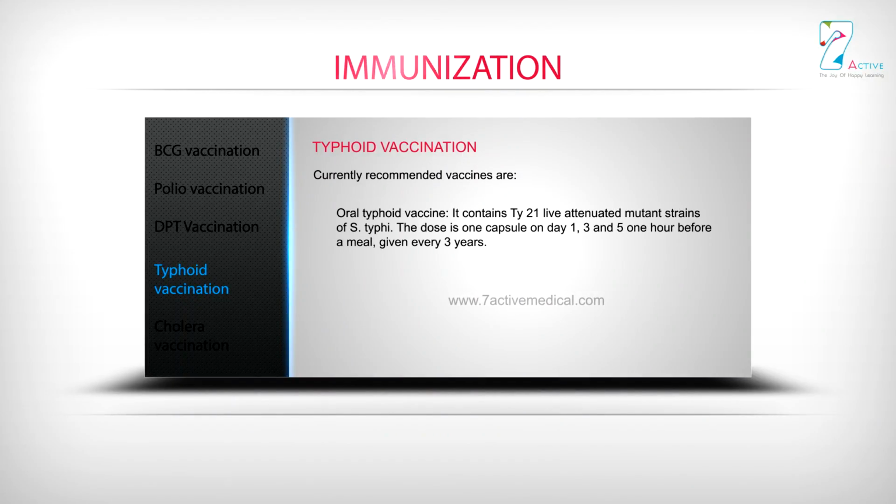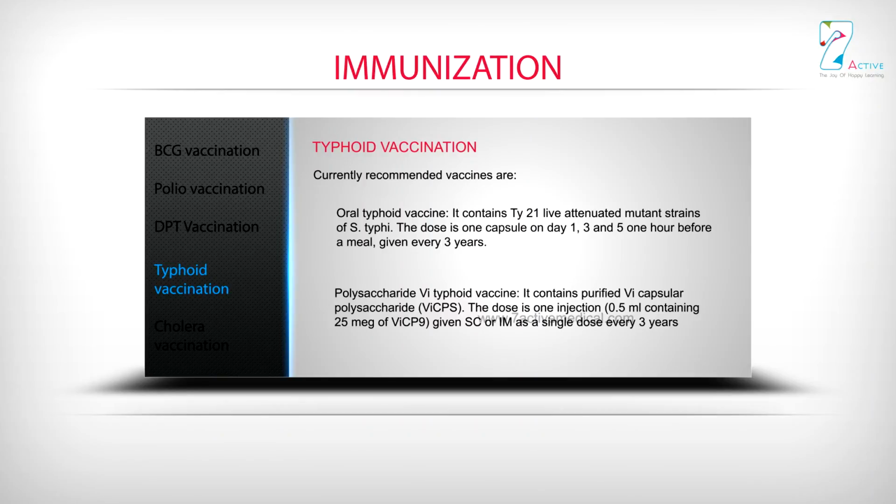Oral typhoid vaccine. It contains Ty21a live attenuated mutant strains of S. typhi. The dose is 1 capsule on day 1, 3, and 5, 1 hour before a meal, given every 3 years. Polysaccharide Vi typhoid vaccine. It contains purified Vi capsular polysaccharide. The dose is 1 injection, 0.5 milliliter, containing 25 micrograms of Vi CPS, given SC or IM as a single dose every 3 years.